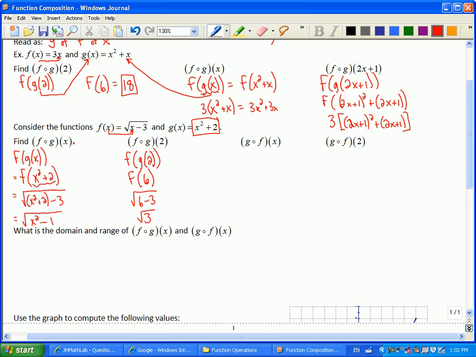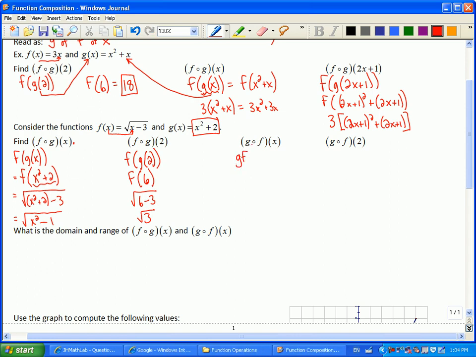Now, the next one is similar, but it's not going to be the same. We'll take a look. We've switched f and g around. So g of x, this time you're going to be doing it, as you read it left to right, g of f of x, not the other way around that we just practiced. Okay, so try doing g of f of x and g of f of 2.